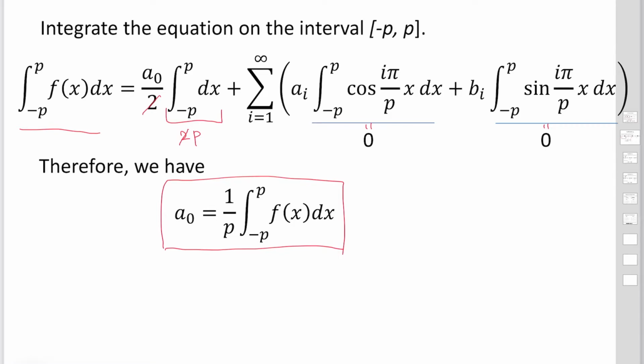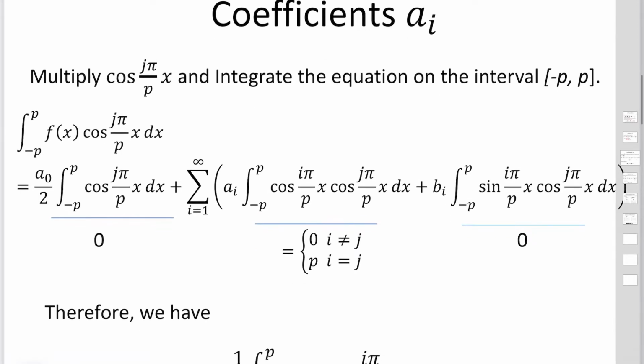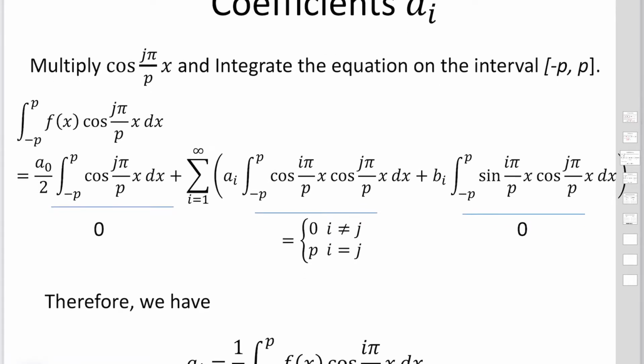Then we'd like to find the other coefficient, a sub i. We multiply by the cosine function, cosine j pi over p x, and integrate the equation on the interval minus p to p. The left hand side is f(x) times the cosine function, integrated from minus p to p. On the right hand side, the first term is a sub 0 over 2 times the cosine function, and the integral of the cosine function is 0.